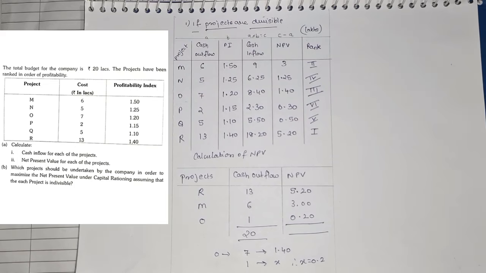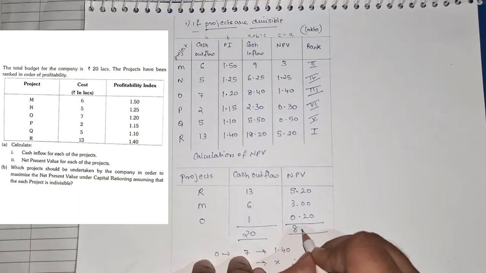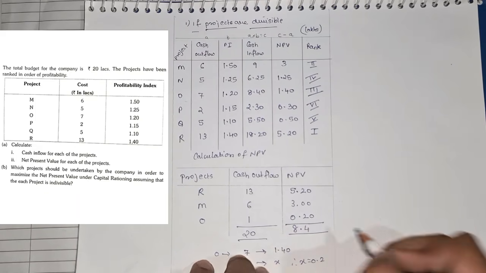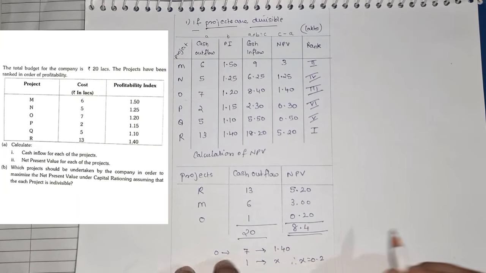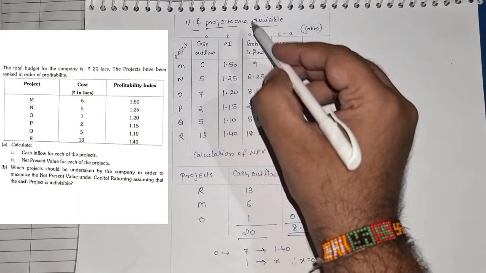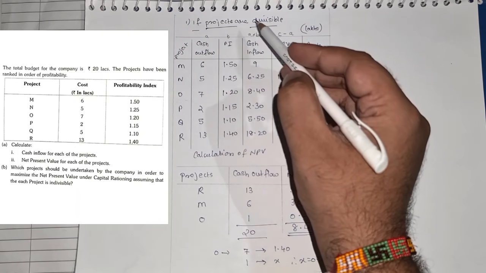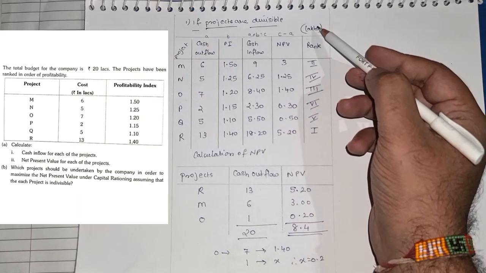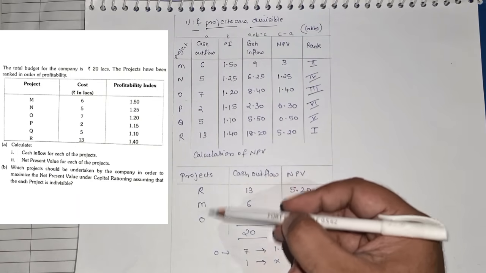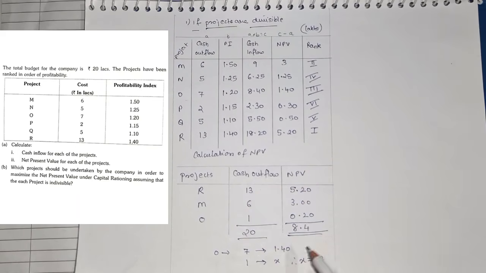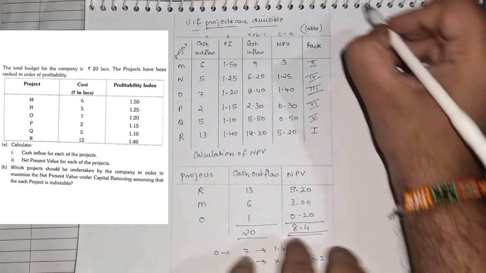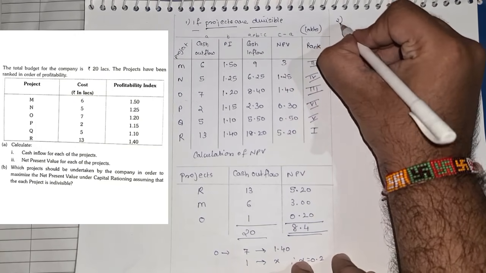So finally we add up 5.2 plus 3 lakh plus 0.2, which will give you 8.4 lakhs. So my NPV is 8.4 lakhs when we are using the method of projects which are divisible. So projects R, M and O can be used to get a maximum of 8.4 lakh NPV. This is when the projects are divisible.